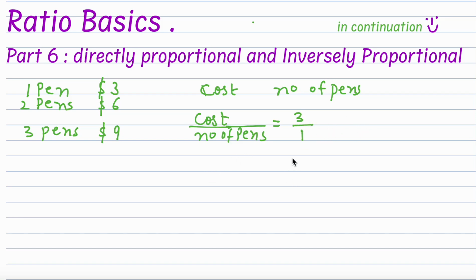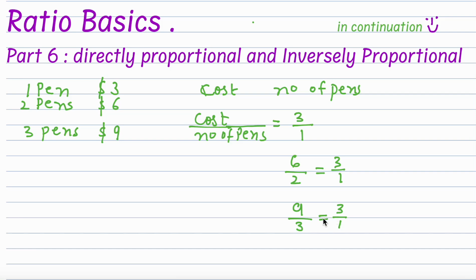Now if there are $6 and 2 pens, even then the ratio is 3 over 1. And if you buy 3 pens, you have to pay $9 for 3 pens. The cost ratio is again 3:1. That means the ratios are in proportion. It is directly proportional. If one quantity is increasing, the other is increasing at the same rate. So in this case, these three ratios are equal.